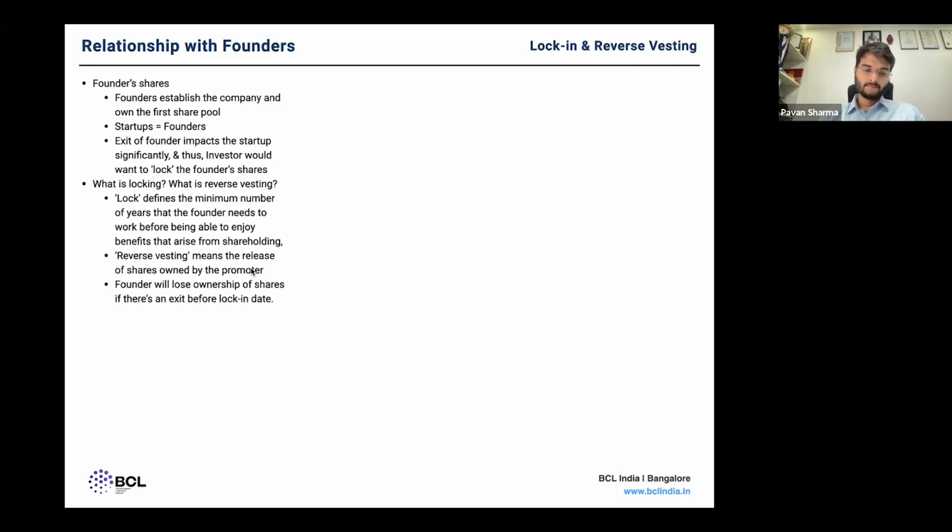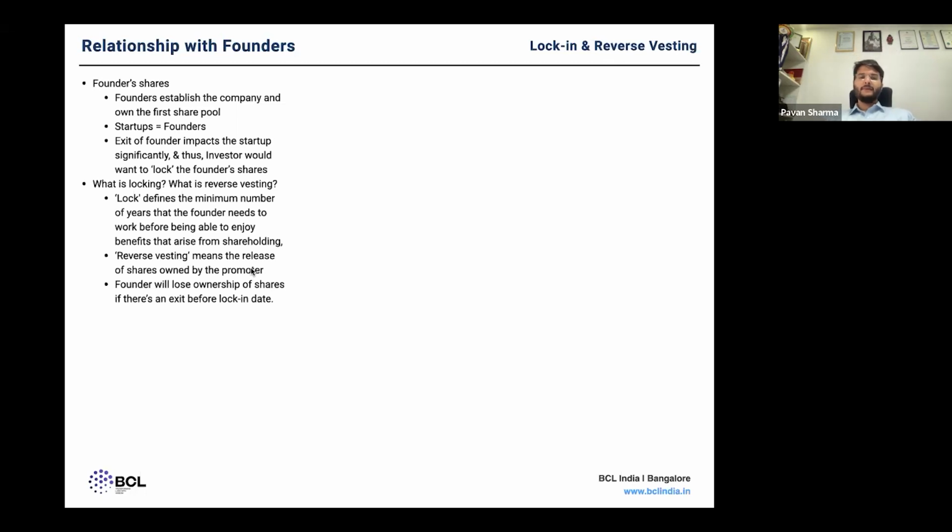And the investor, through the term sheet, through the SHA, would want to bring in clauses that can restrict the mobility of this founder outside the company, meaning they would want to lock in the founder within the company. And which is why the concept of lock-in and reverse vesting has evolved.